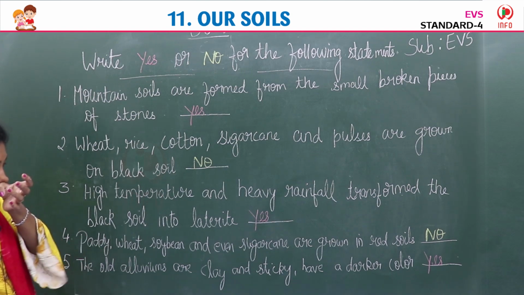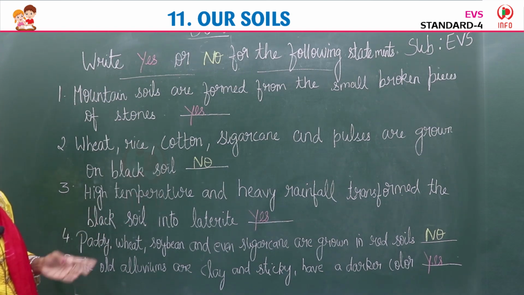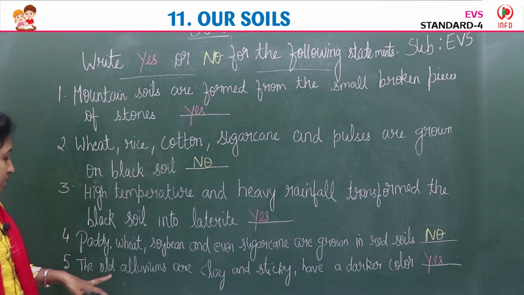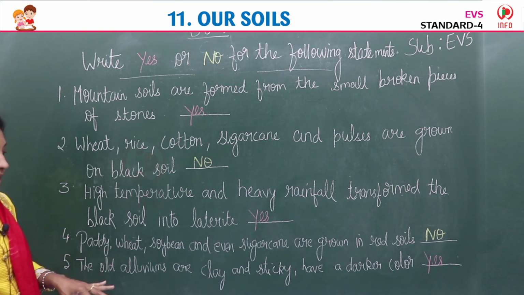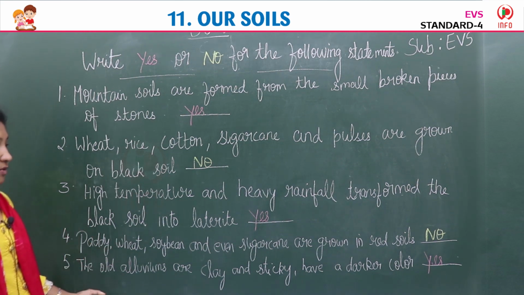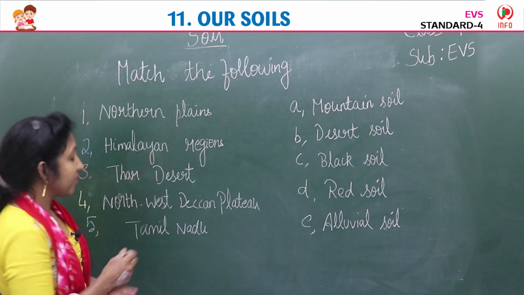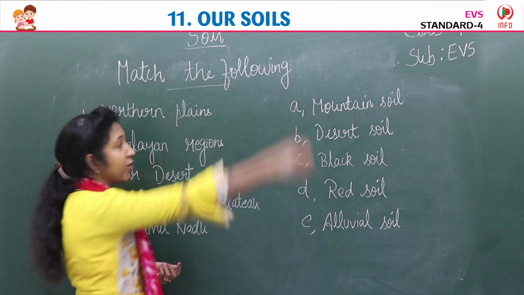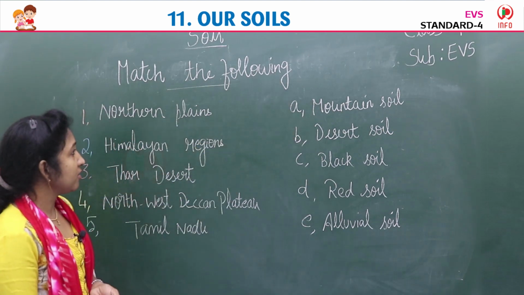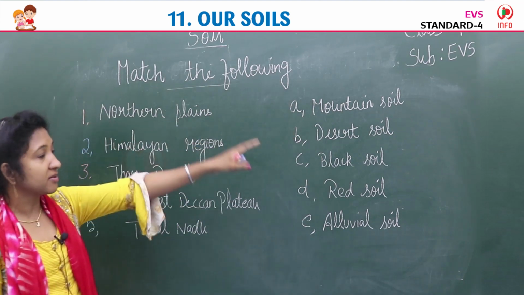Paddy, wheat, soybean and even sugarcane are grown in red soil. No. The old alluviums are clay and sticky, have a darker color. The answer is yes. Yes, our next exercise, children, is match the following. You have to match the A part with the B part.